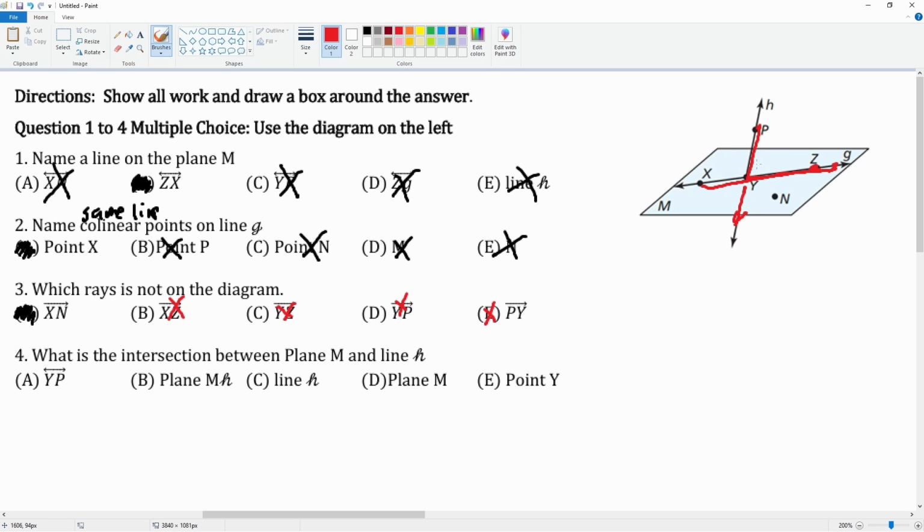What is the intersection between plane M and line H? Plane M is that horizontal plane. The line H is going up. It does intersect at that point here. And that point is Y. It is denoted in green right here. That is its intersection.